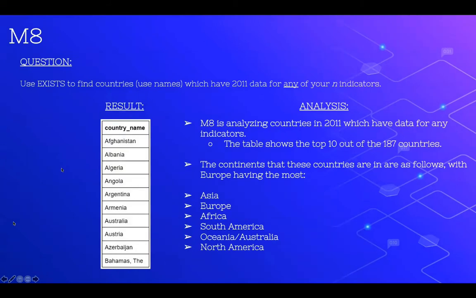For M8, use exists to find countries which have 2011 data for any of your indicators. M8 is analyzing countries in 2011 which have data for the indicators. The table shows the top 10 out of the 187 countries. The continents that these countries are in are as follows, with Europe having the most: Asia, Europe, Africa, South America, Oceania, Australia, and North America.